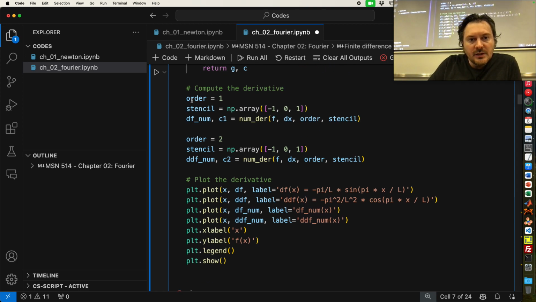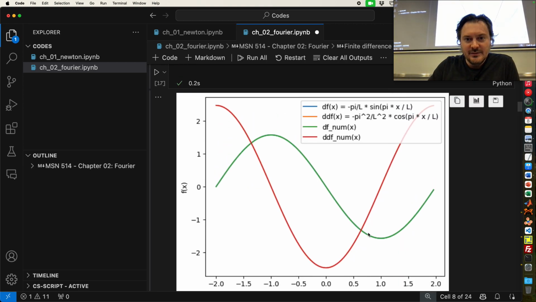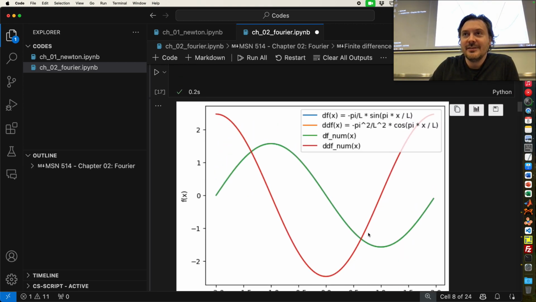So let's see what I'm doing here. Order 1, stencil minus 1, 0, 1, and I'm trying to get first derivative because it's order 1 with this particular stencil, and this is my function, right? So then I'm plotting it and comparing it with analytical values, right? Okay. Do you see any difference?